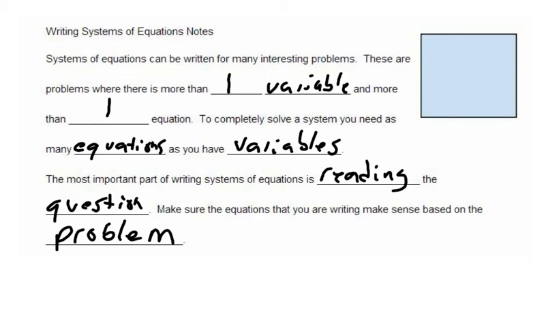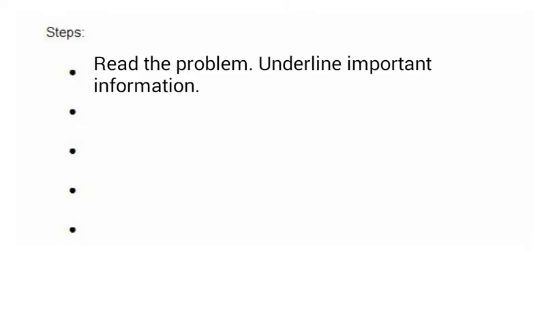Let's look at the steps we're going to go through to set up these systems of equations. Well, the first step would be to read the problem. Make sure you underline important information. Okay? So we're going to underline important information as we're reading the problem. Then we want to define our variables. Okay? So we're going to set X means this and Y means that. Okay? We're going to be dealing with a lot of word problems.